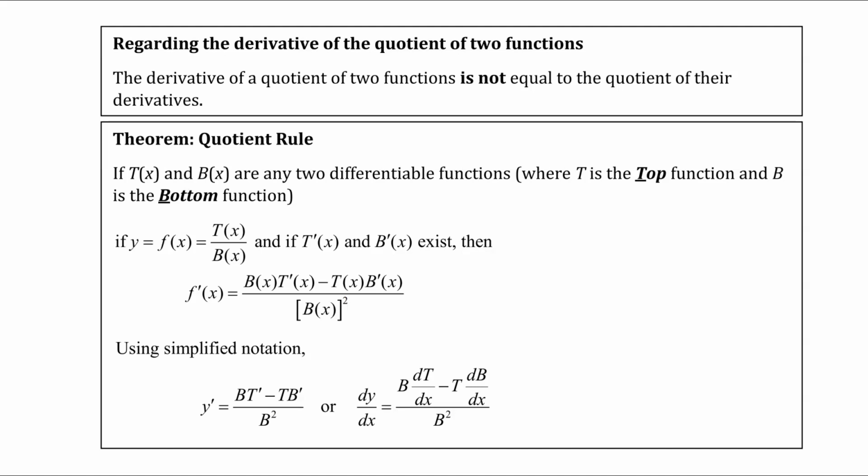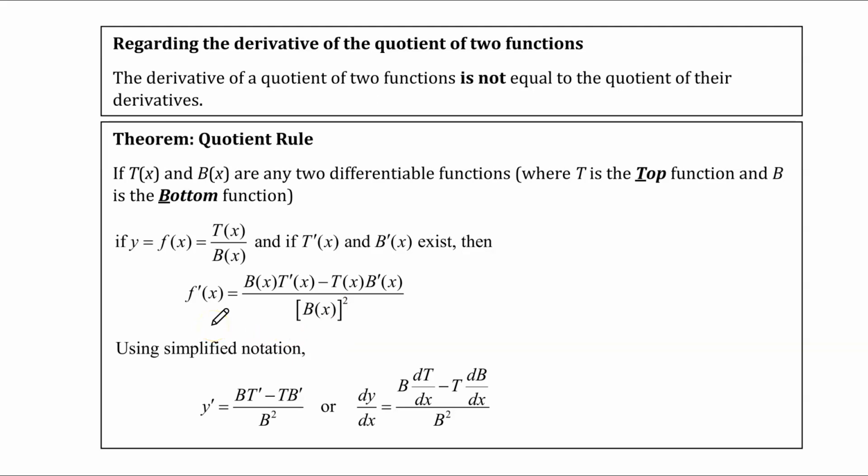Now let's discuss the rule for differentiating a quotient of two functions. Suppose, for instance, you are given t of x and b of x to be two differentiable functions where t of x represents the top function and b of x represents the bottom function. So if f of x is equal to t of x divided by b of x, and if t prime of x and b prime of x exist, then the derivative of this function is given by this formula here.